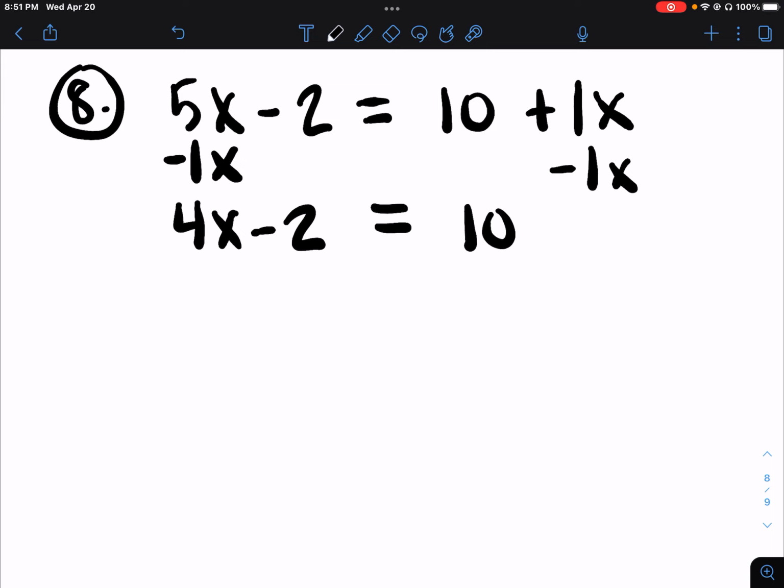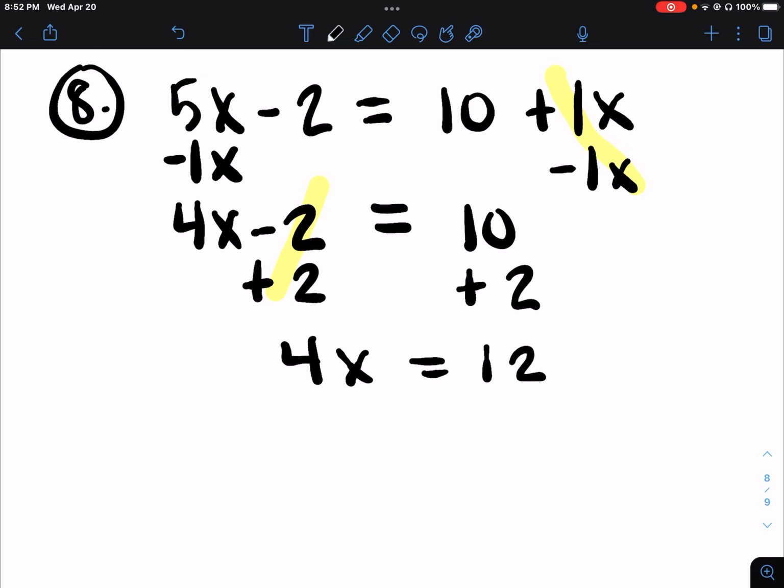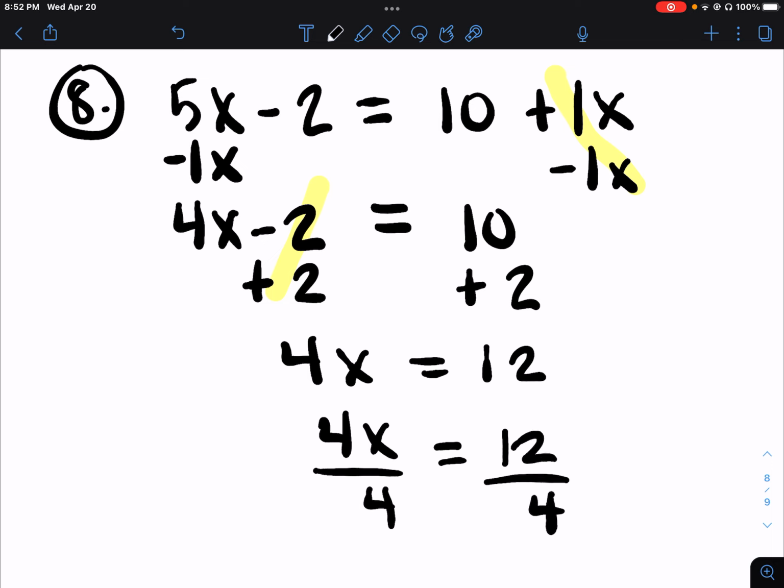Okay, now I can get x by itself. Okay, the 1x minus 1x canceled. Minus 2 plus 2. 4x equals 12. Divide by 4 to get x equals 3.